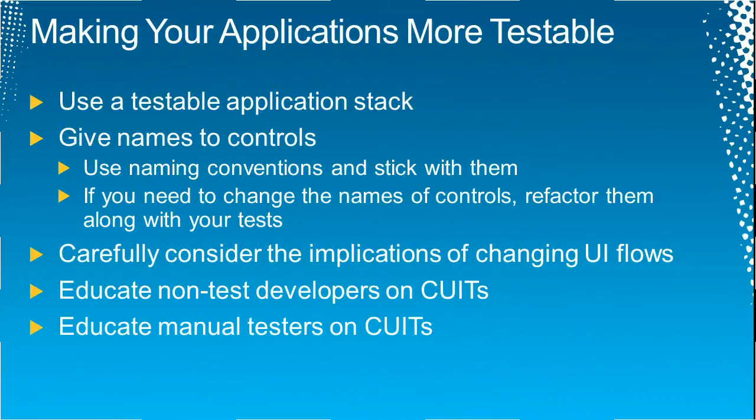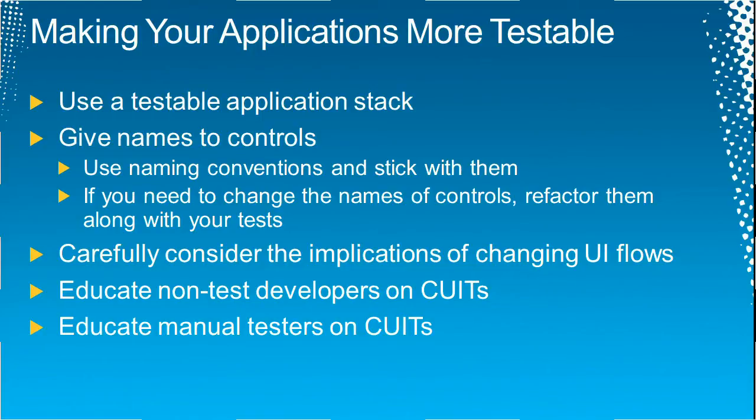Making your applications more testable is something you may be thinking about as you see how this UI testing framework works. What I always recommend is that if you're building web applications, think about giving names to your controls. That means we don't have to rely as much on those filter properties, and instead we can go specifically to that unique name within the document object model. The other thing is to educate your developers who are building applications, who may not be writing coded UI tests, about how the coded UI testing framework works.